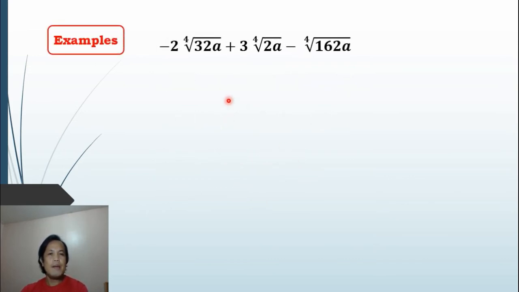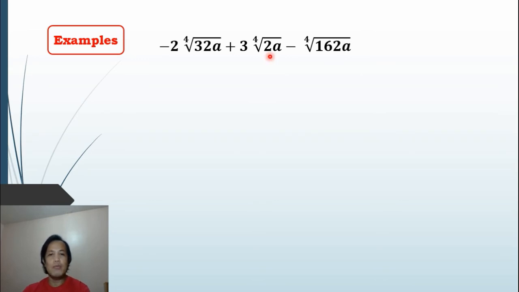Now let's proceed to another example. For example, we are given negative 2 fourth root of 32a plus 3 fourth root of 2a minus fourth root of 162a. So the same concept earlier, since the radicands are not similar, what we need to do is to factor out 32 in such a way that one of the factors is a perfect fourth root. The same concept with 162. We factor out 162 in such a way that one of the factors will be a perfect fourth root.